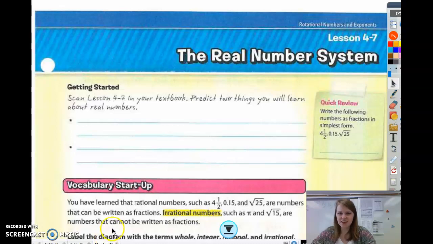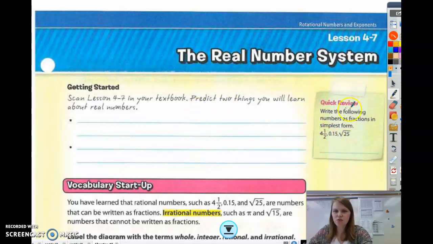Alright, we're going to take a look at lesson 4-7, the real number system. Let's start with this quick review here in the corner. It says write the following numbers as fractions in simplest form. So 4.5, to me that already looks simplified, but in this case they're probably wanting an improper fraction. So let's go ahead and do that.